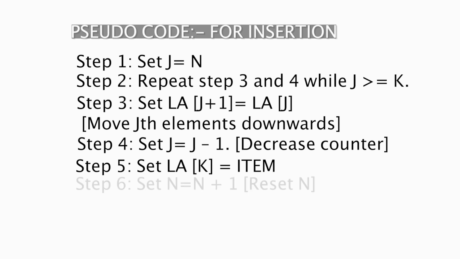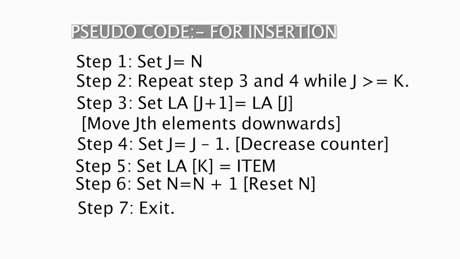Now, step number 6, set. After inserting a new item inside the array, the size will automatically increase. So we also increase the size, that is, we update the upper bound address, with the help of the syntax set n equal to n plus 1. We reset the upper bound address, and finally we can exit from this pseudo code.